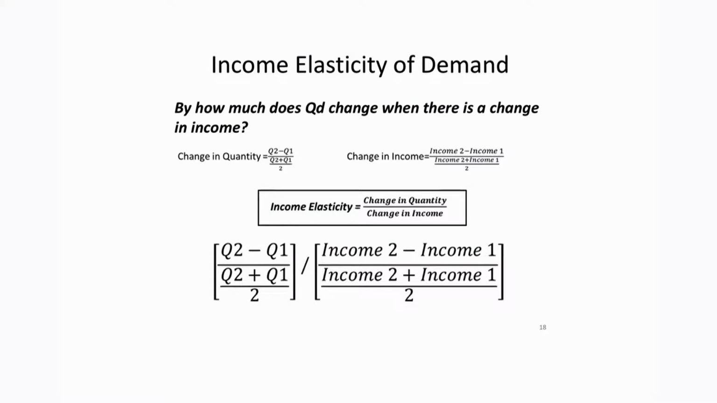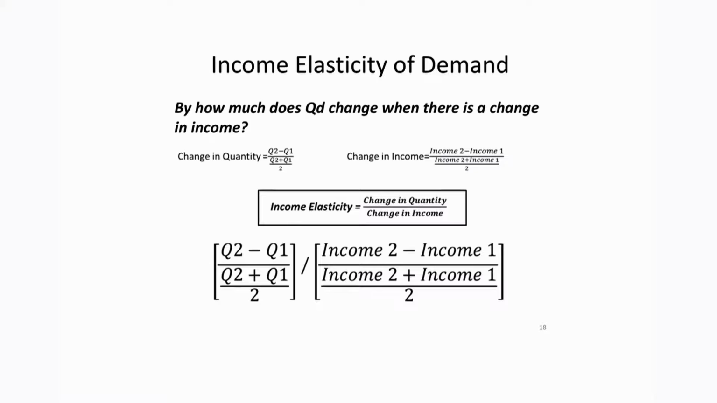Let's start off first with income elasticity of demand. So we know that if we have more money, we tend to want to buy more goods. Well, this is true if it's a normal good. And remember, we also have inferior goods, where with higher income, we actually demand less of a good. So with income elasticity of demand, we want to calculate by how much quantity demanded changes when there is a change in income.